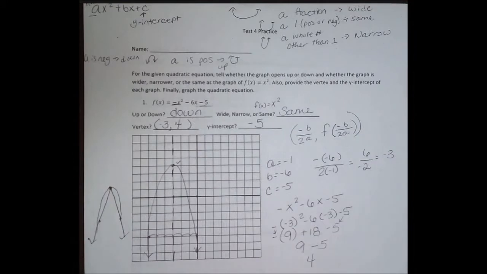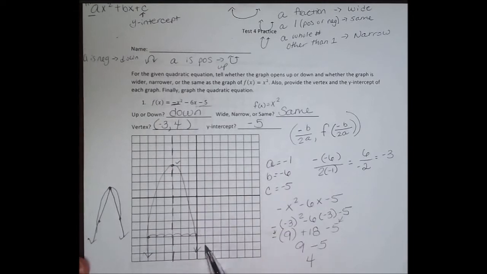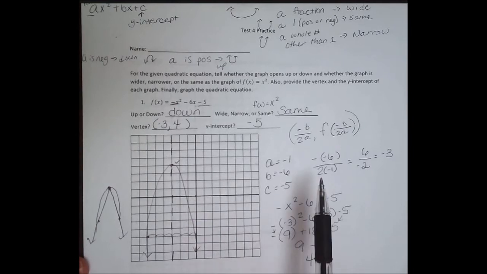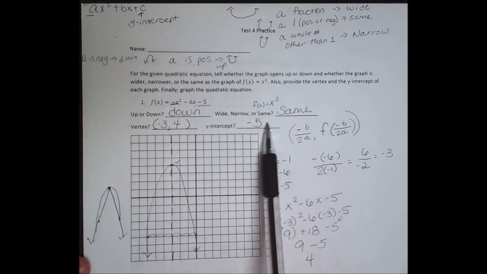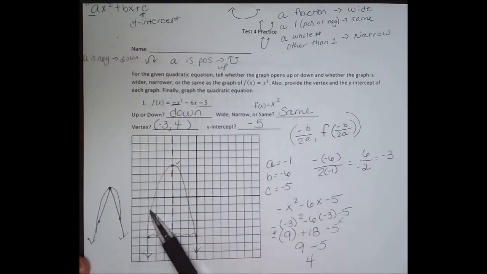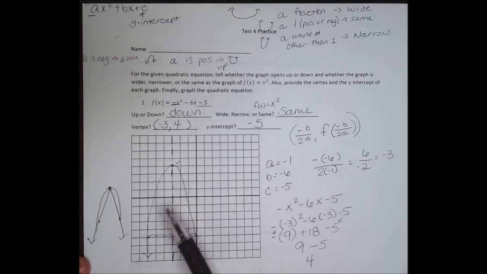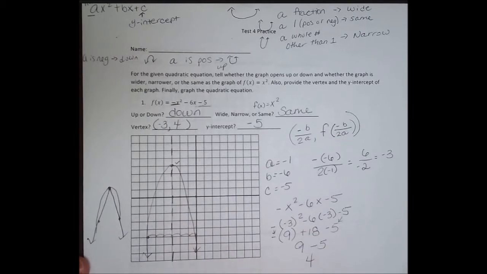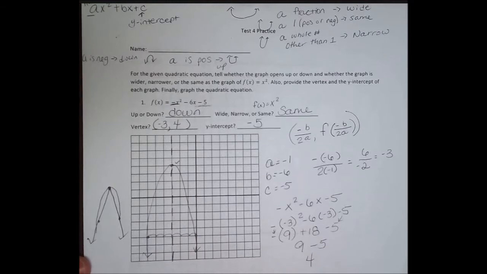The last thing you can do before going to the next problem is check your graph. So if you look where it says up or down, notice that our graph is pointing in that downward direction, and where it says the same, normally if it's narrow it's going to be a lot skinnier than this, so that looks just about normal as the graph of x squared. So we can go ahead and move on to number 2.